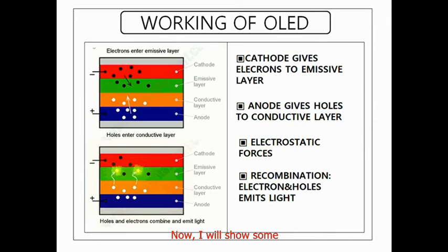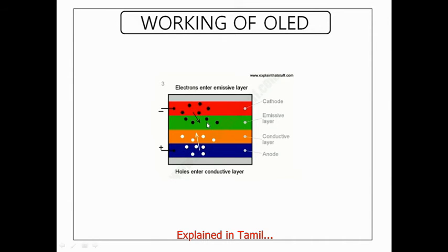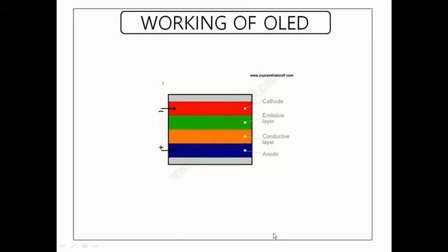So now I will show some video to understand the mechanism. This is the working mechanism. Voltage apply பண்றோம், electrons holes move ஆகுது, electrostatic force நால recombine ஆகி நமக்கு light produce ஆகுது. So this is the working mechanism.